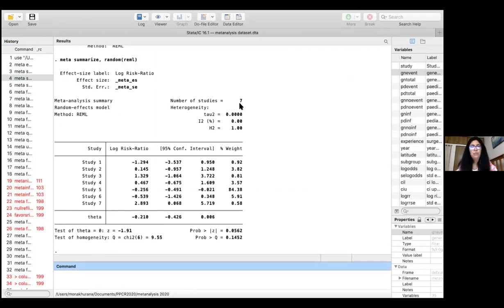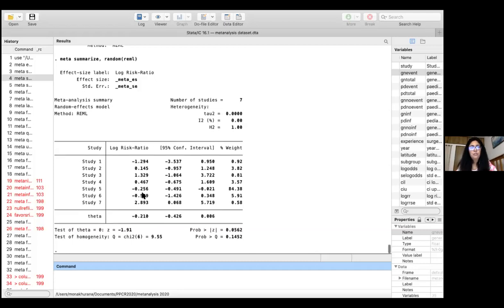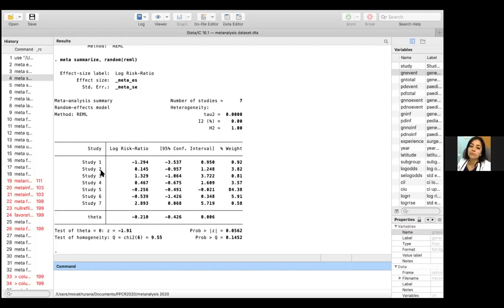So you have the number of studies here. You have the I squared here. How much is it? Okay, it's 0, right? What does that mean? That there's no heterogeneity. So to start with, usually what Stata recommends is you can start with a random effects model, but when you see that the assumptions for homogeneity are met, you can ultimately do a fixed effects model. Here you have the log of risk ratio, 95% confidence interval, weights. You have the test for homogeneity and the significance, and it's not significant here.